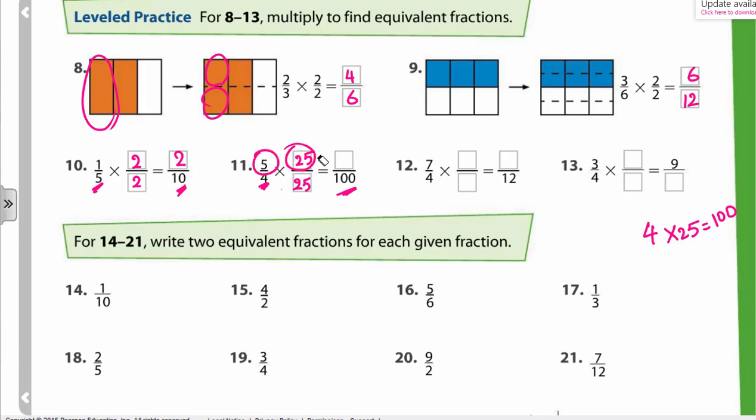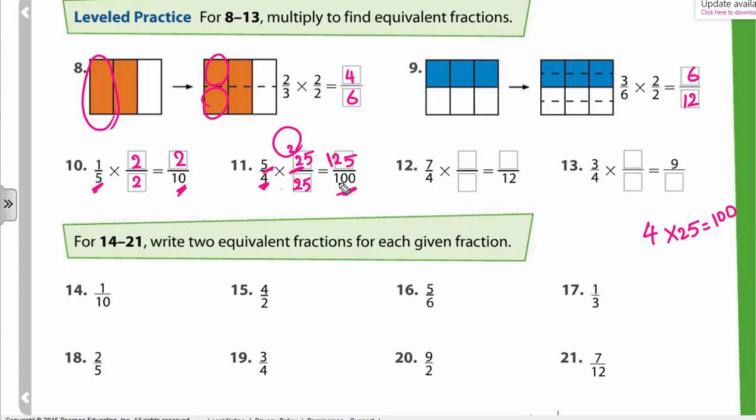5 times 5 equals 25. Write 5 and carry 2. Now 2 times 5 equals 10, plus the 2 we carried equals 12. So it's 125 over 100. Okay, thank you, Ali. Great work. And let's move to the next one.